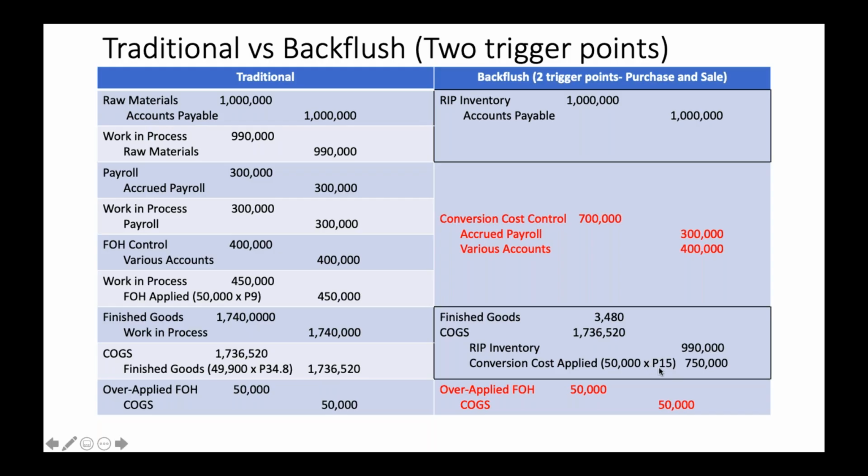So if this is the applied cost, therefore we have an actual cost, and that is where we are going to make some backflushing of costing. So the actual cost is 700,000, debit conversion cost control, credit accrued payroll, and then credit various accounts 700,000. And then comparing the two, we have an over applied factory overhead. So debit over applied overhead, and then credit cost of goods sold. So we have two trigger points here, and then we make some backflushing of cost.